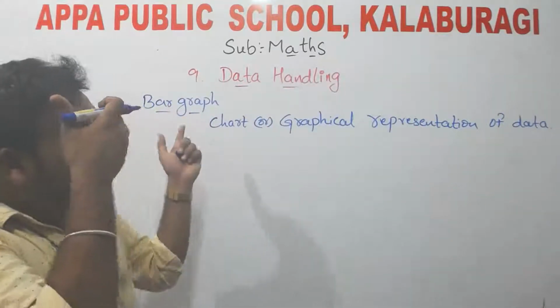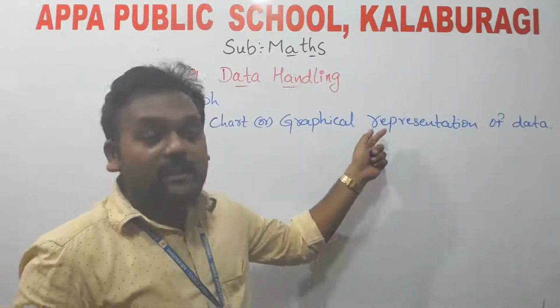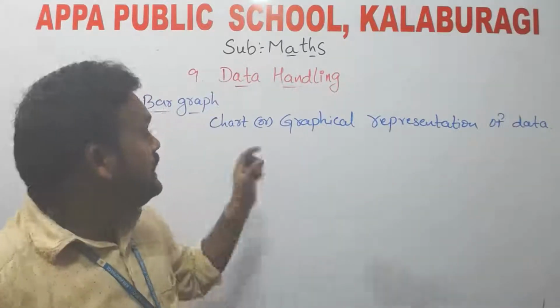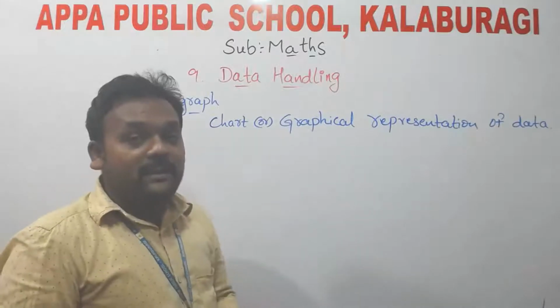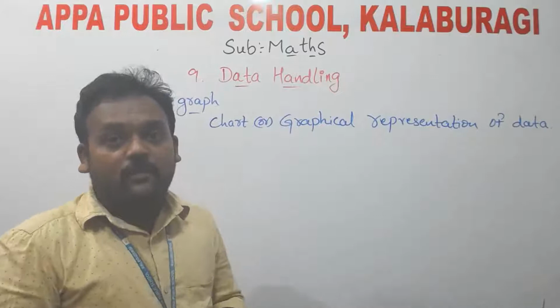What does bar graph mean? A bar graph is a chart or graphical representation of data. It is called a bar graph. That means we only use this bar graph on graph sheets.